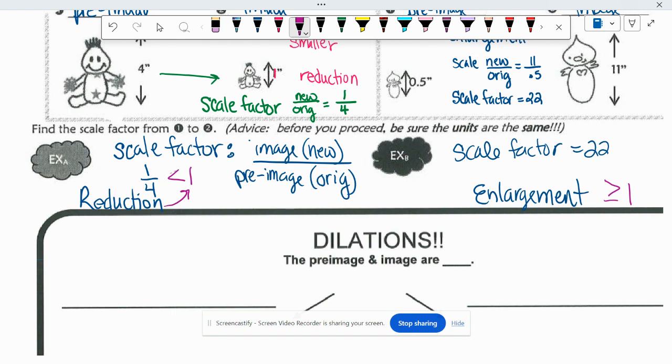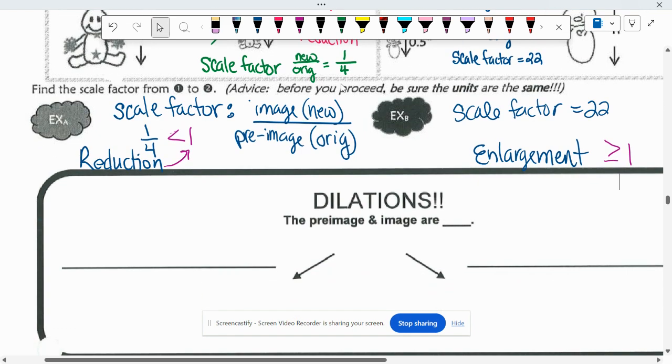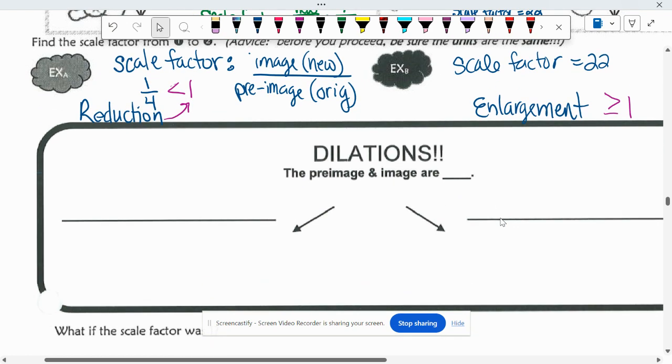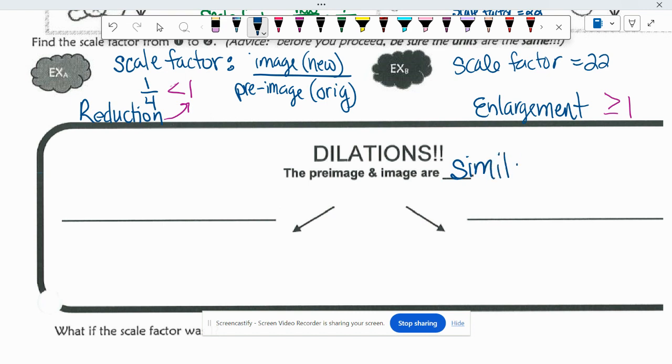So dilations are not congruent to each other. When you dilate something, they're not congruent, right? Because the size of the shape changes. But they are what? If they're not congruent, but they still look the same, what is that word that we use in math that means looks the same? Do you guys have any idea? Nope. Begins with an S. Similar. So the pre-image and the image are similar.